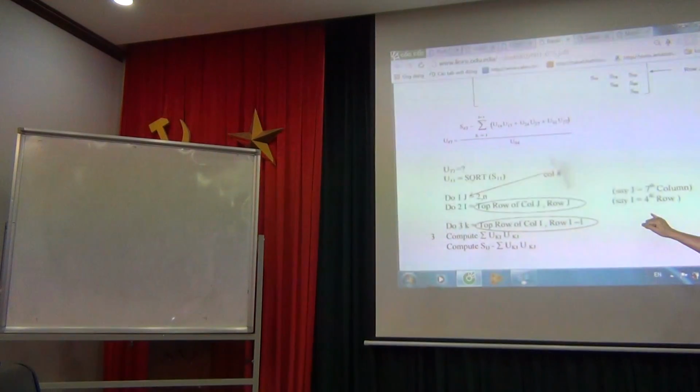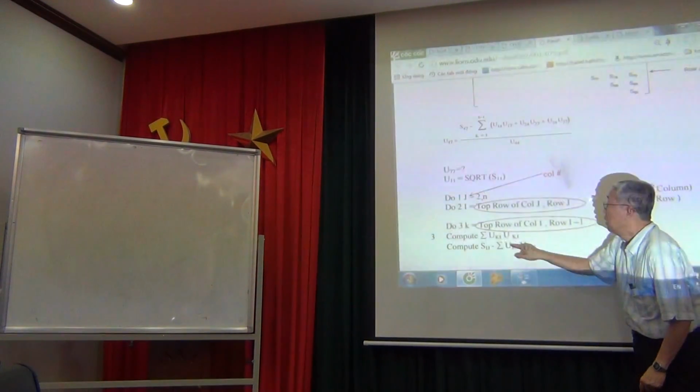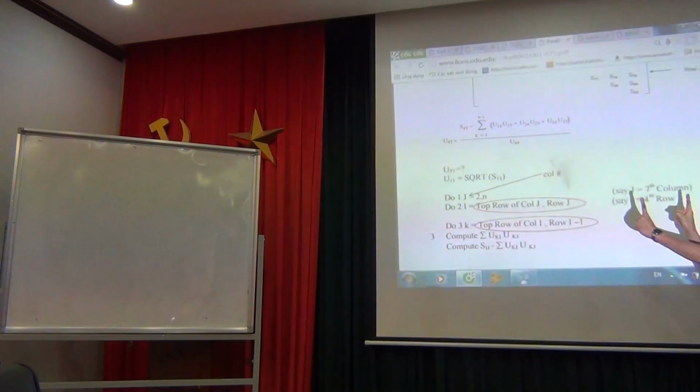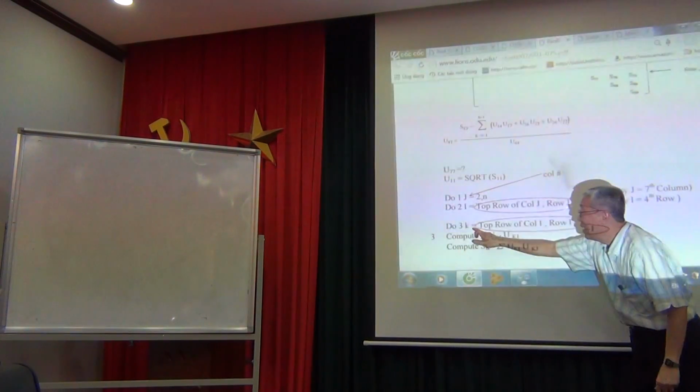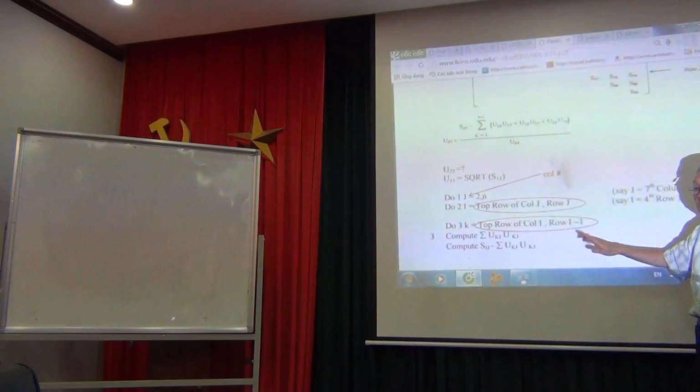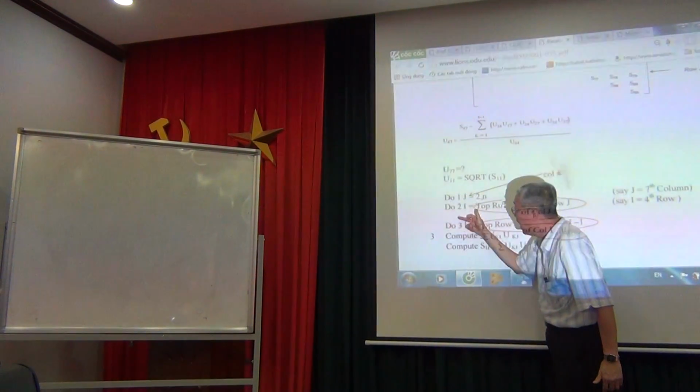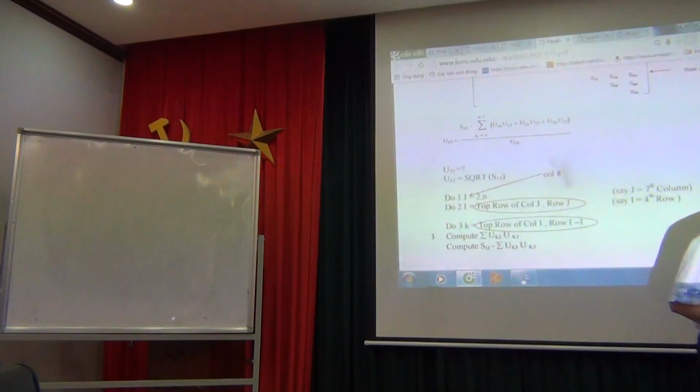If you want to calculate U47, that means you need to know column 4 and column 7. Remember? So you need another loop. Last time I explained this to you. Because we have 3 nested loops here, it is very expensive. So that's what we said last time.